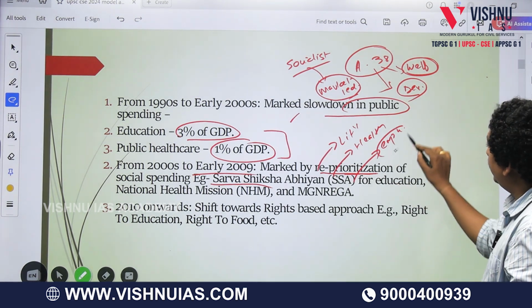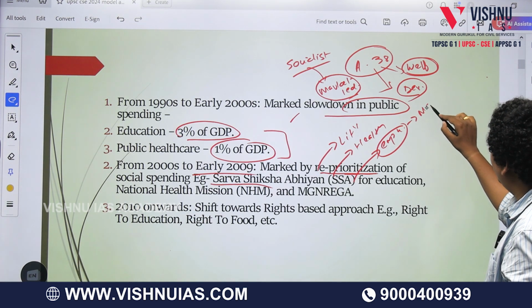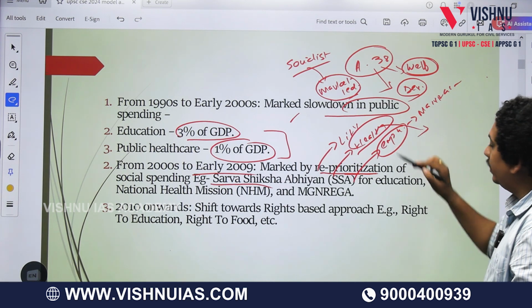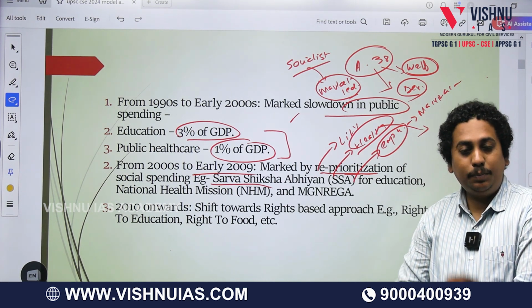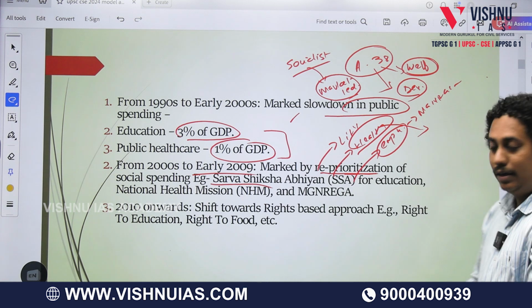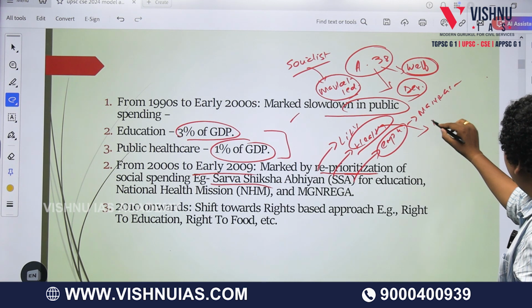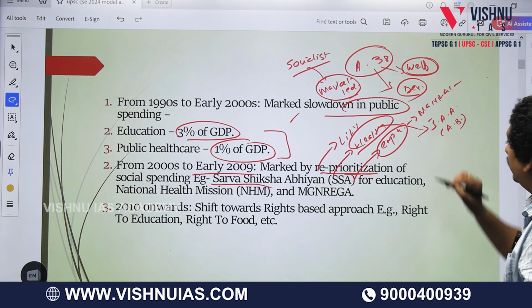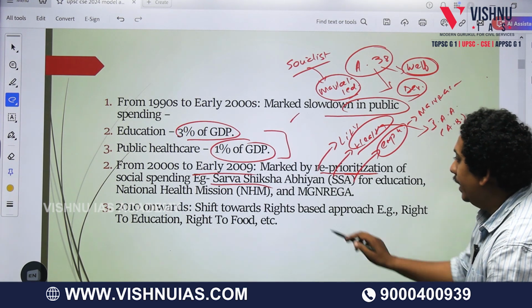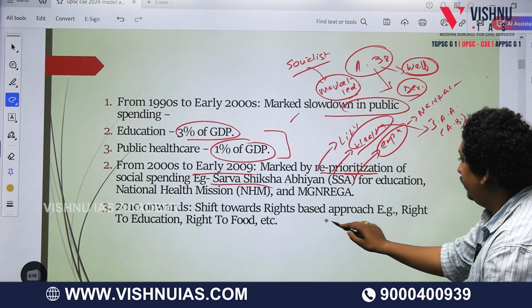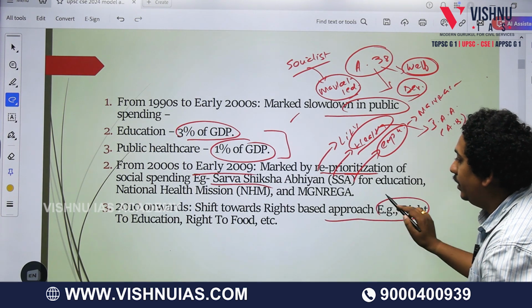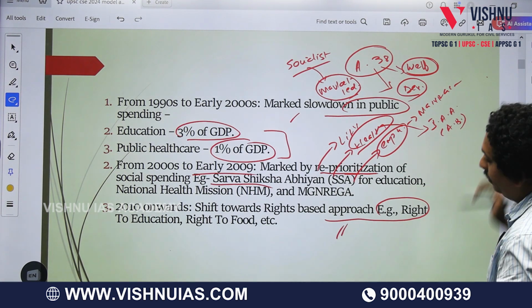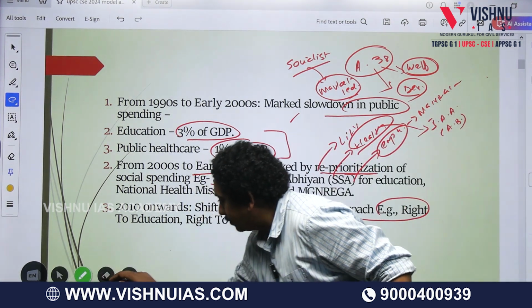For employment generation, after 2005, we started spending on which program? MGNREGA. For healthcare, which program could you have mentioned? You can mention Jan Arogya Abhiyan, also called Ayushman Bharat. From 2010 onwards, we shifted towards a rights-based approach, that is the Right to Education and the National Food Security Act. These components you could have mentioned under inclusive growth.